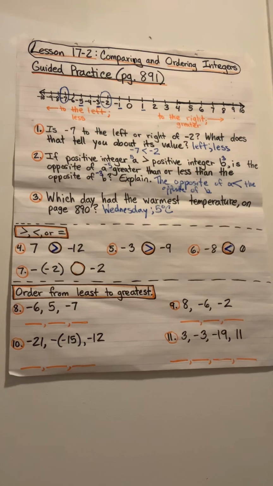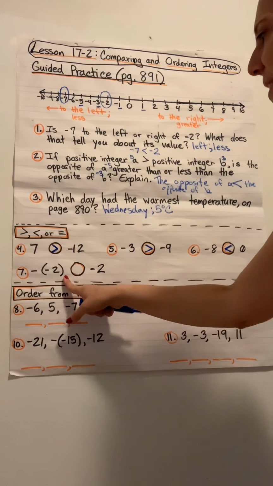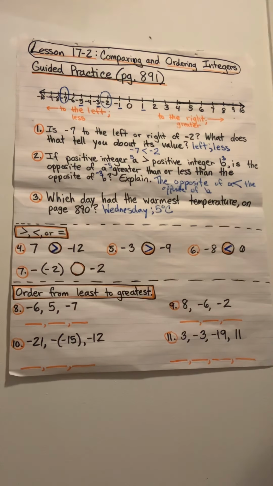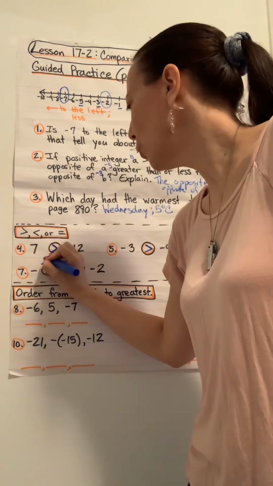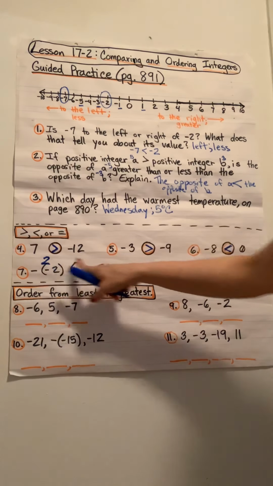And number 7, oh, now they've gotten tricky. If you remember yesterday, they introduced this with the parentheses. This means the opposite of -2. Okay, so what is the opposite of -2? It's just regular old 2. So now I'm comparing +2 to -2.